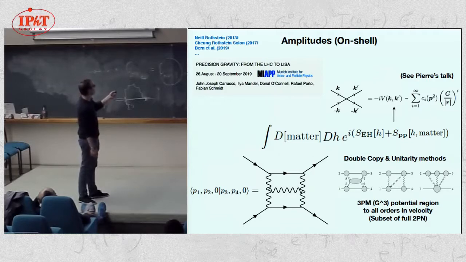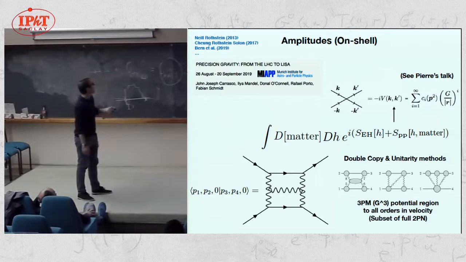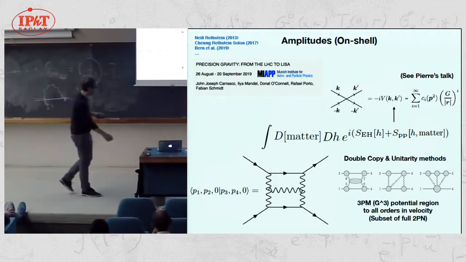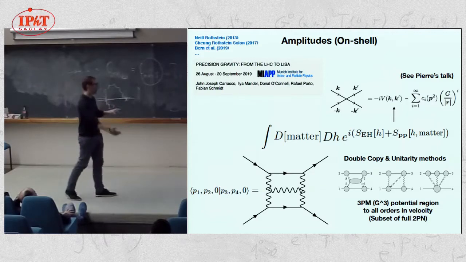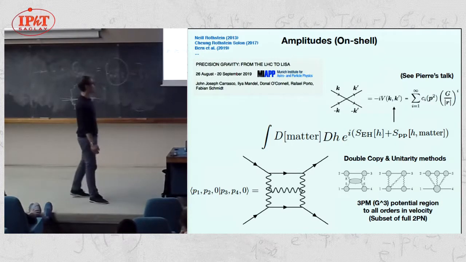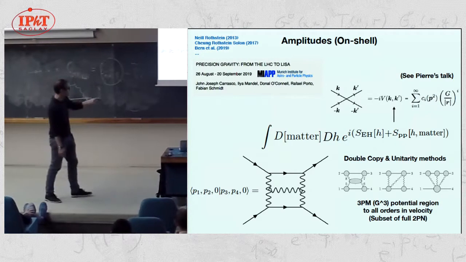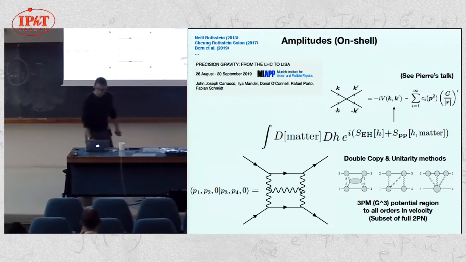effect by Cliff, Ira, and Mike Solon, and more recently by Bern and company, to third post-Minkowskian order, do this matching, and the matching had to be done order by order, so here you have to compute up to 2 loops, and there's an iteration of these coefficients that will give me the binding potential. This can be read off from your technology, and then you match, and then you get the potential.